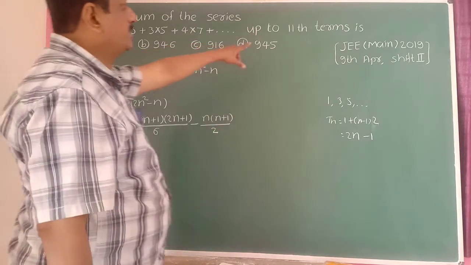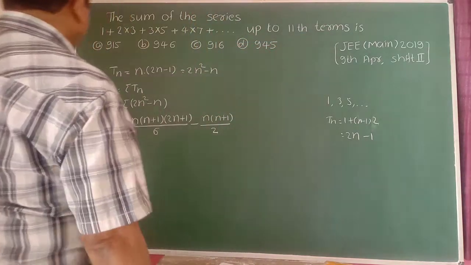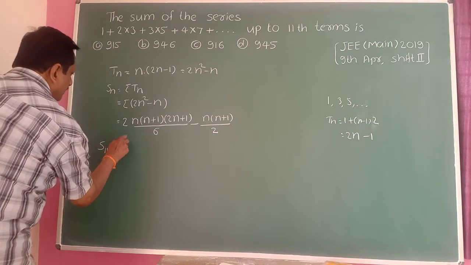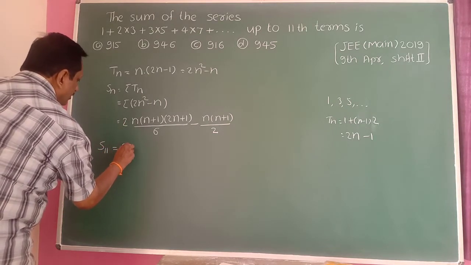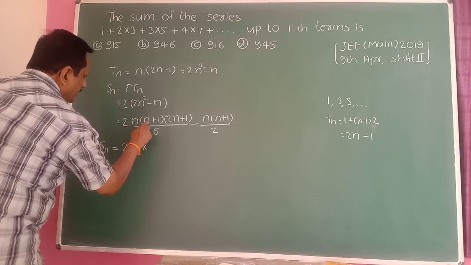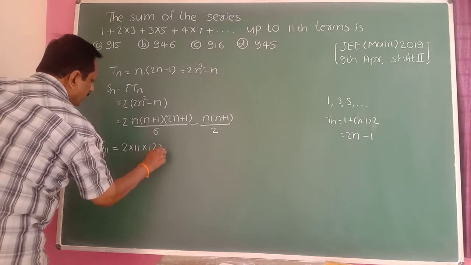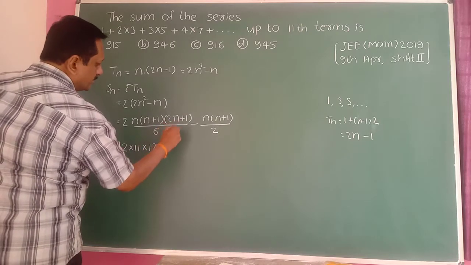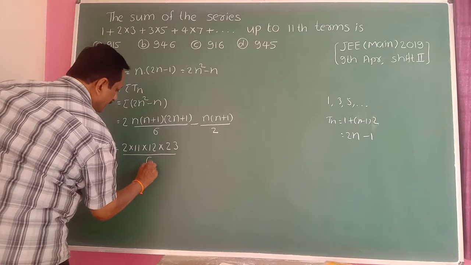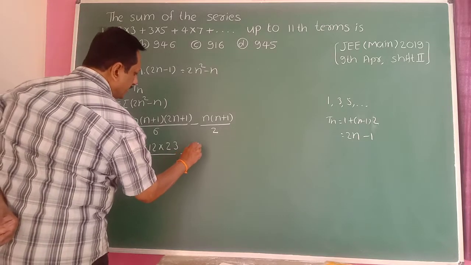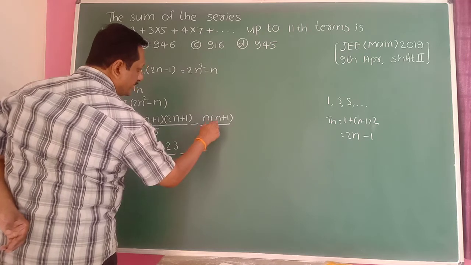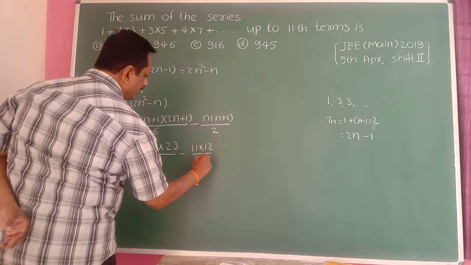Here we want the sum of 11 terms. Therefore S11 is equal to, put n equal to 11 here. So 2 into 11 into 11 plus 1 becomes 12 here. 11 2s are 22 plus 1 is 23, divided by 6 here. Minus 11 into 11 into 11 plus 1 becomes 12 here, divided by 12.